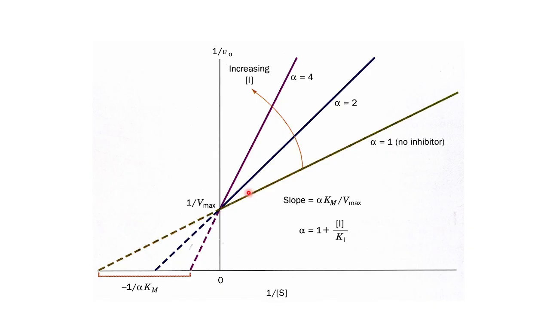So for a Lineweaver-Burk plot, you will see that alpha is 1 when you have no inhibitor, and then the slope is alpha Km by Vmax. So the Km value, the slope over here increases. 1 by Vmax remains constant over here. So with increasing inhibitor concentration, the slope increases, and you will see the x-intercept also increasing.